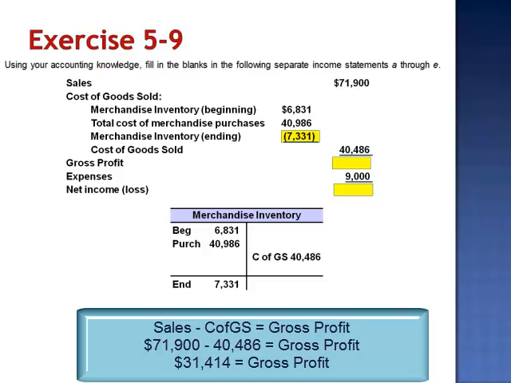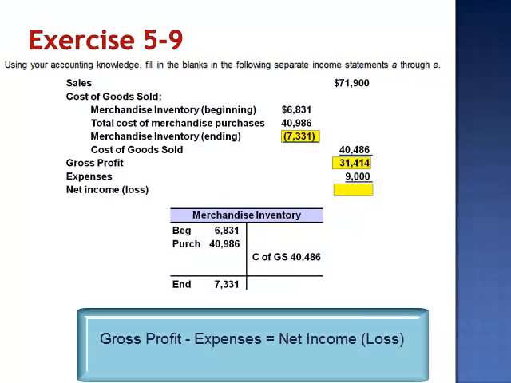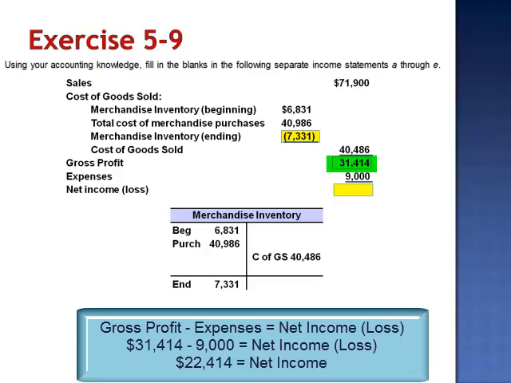$71,900 minus $40,486 equals gross profit $31,414. Gross profit minus expenses equals net income or loss. $31,414 minus $9,000 in expenses, net income is $22,414.